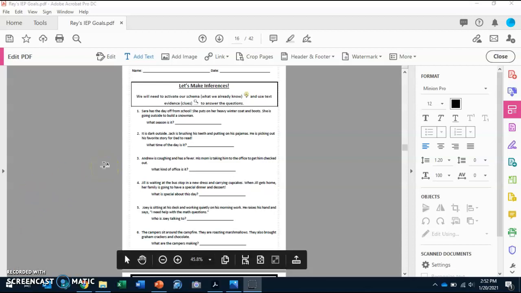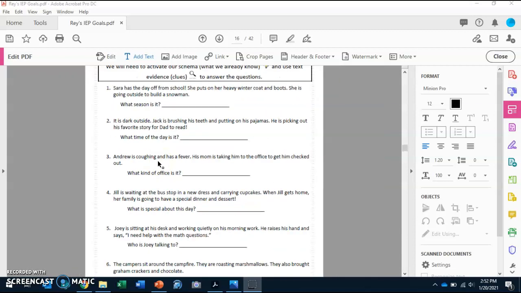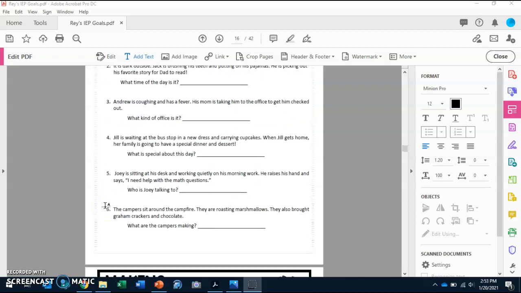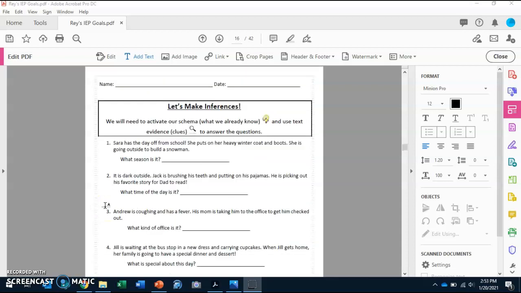So let's pretend we are detectives. We are sentence detectives, and we are going to use what we know and find clues in our sentences to see what we are talking about and to answer some questions. So you have 6 questions right here. I will be doing one with you and you will be working on the rest on your own.